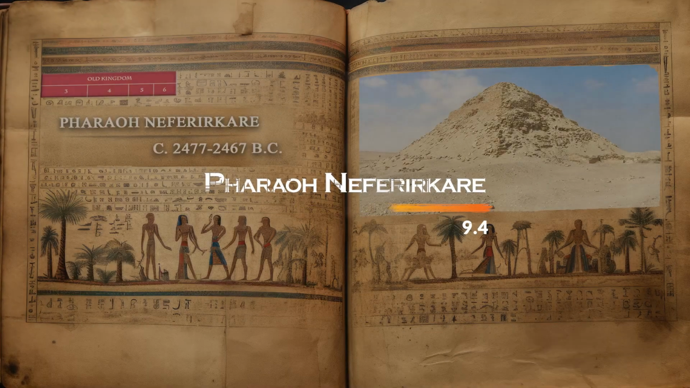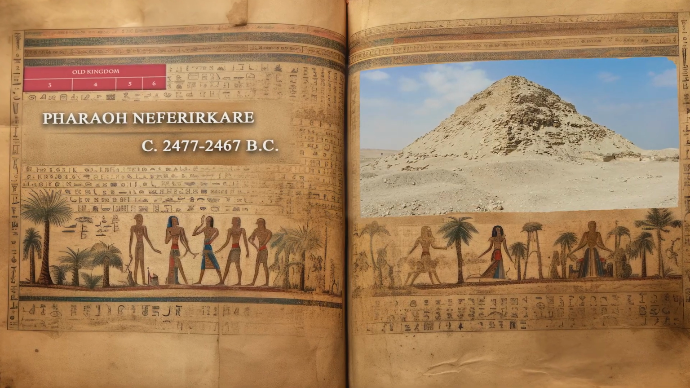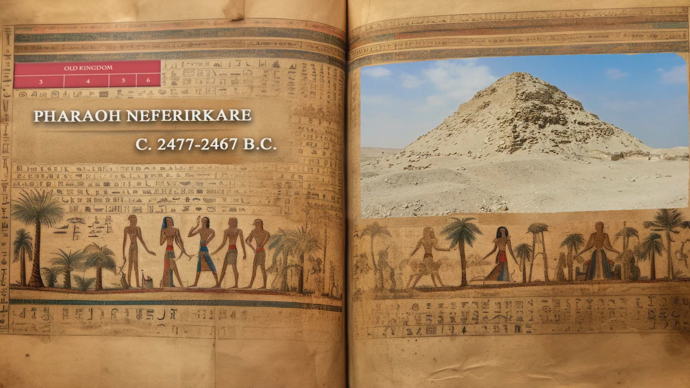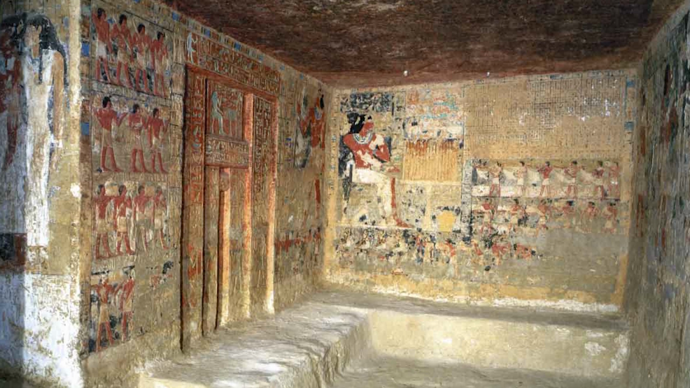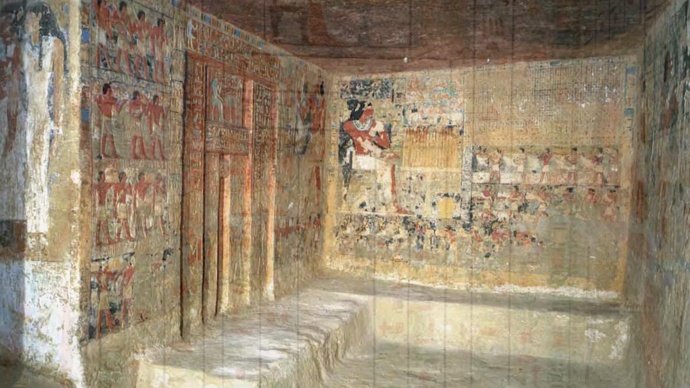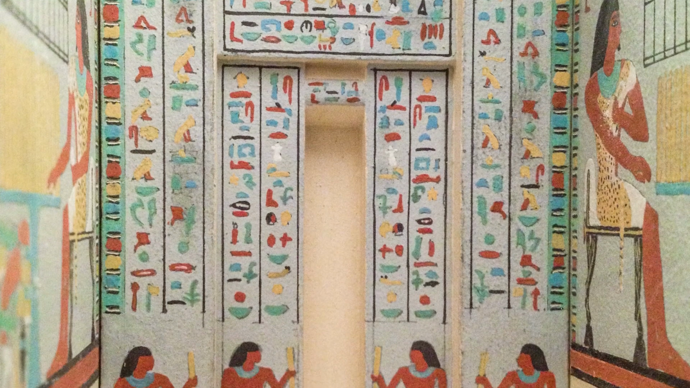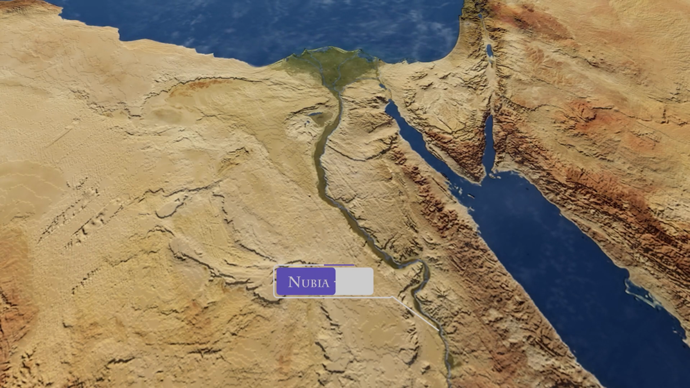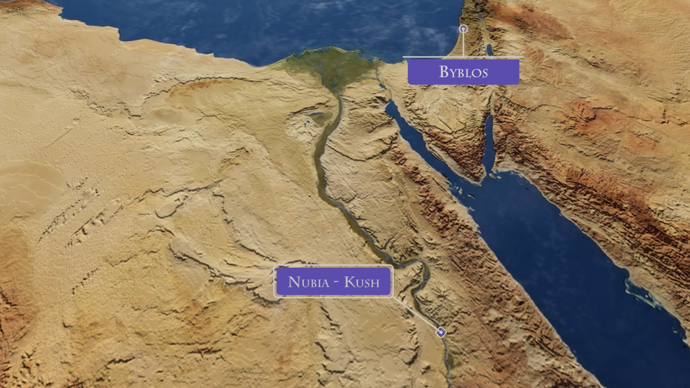Neferirkare acceded the day after his father's death in 2477 BC and was considered by his contemporaries as a kind and benevolent ruler. His rule witnessed a growth in the number of administration and priesthood officials who used their expanded wealth to build architecturally more sophisticated mastabas, where they recorded their biographies for the first time. His rule witnessed continuing trade relations with Nubia to the south and possibly with Byblos on the Levantine coast to the north.